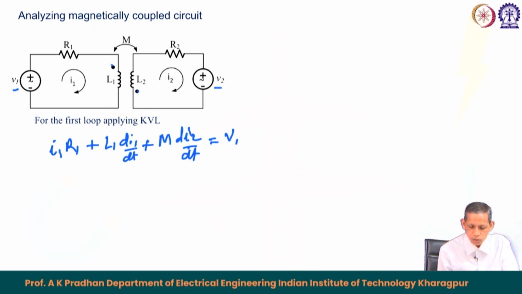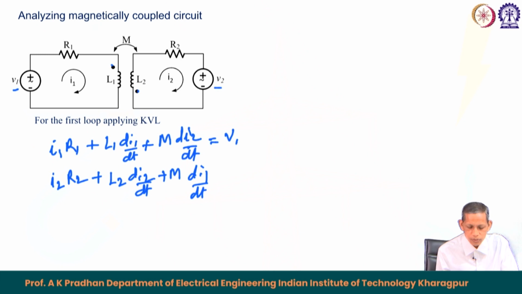Similarly, for I 2, we can write I 2 R 2 plus the drop in the second inductance L 2, so this will be L 2 d I 2 by dt, and then again plus M, because current I 2 is entering here and current I 1 is also entering the dotted terminal, M d I 1 by dt. The voltage here is the other way, unlike the case of the first coil, so this will equal minus V 2. So, this is the time domain equation for the two circuits.